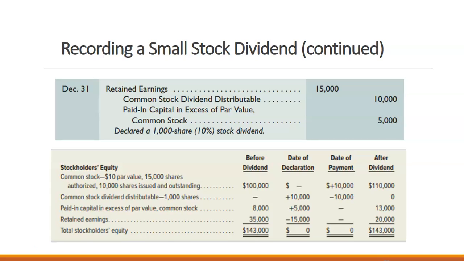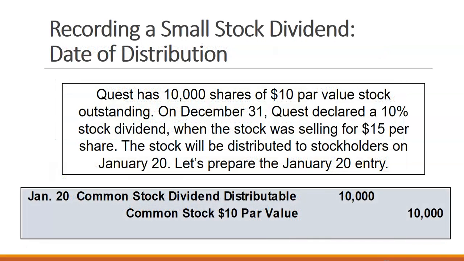Now you see that after our dividend, we have 15,000 less in retained earnings. We have 13,000 in paid in capital in excess of par value, and we now have a common stock account of $110,000, which is a 10% increase. So our record on the date of distribution would be to move that from common stock dividend distributable to the common stock account.